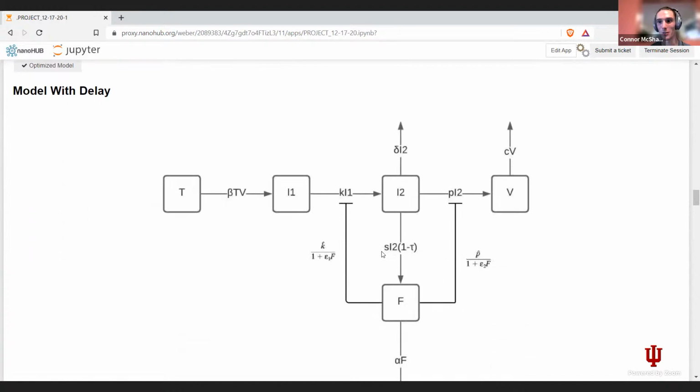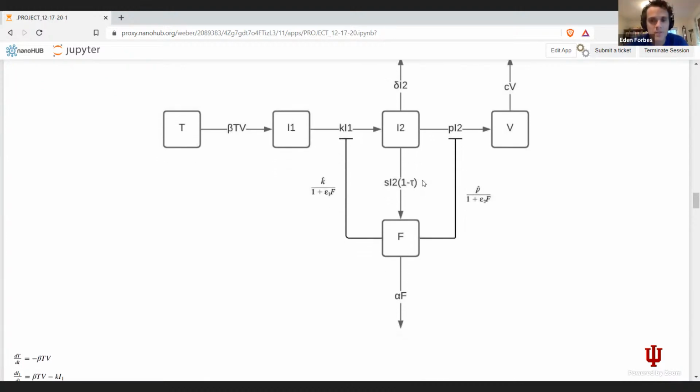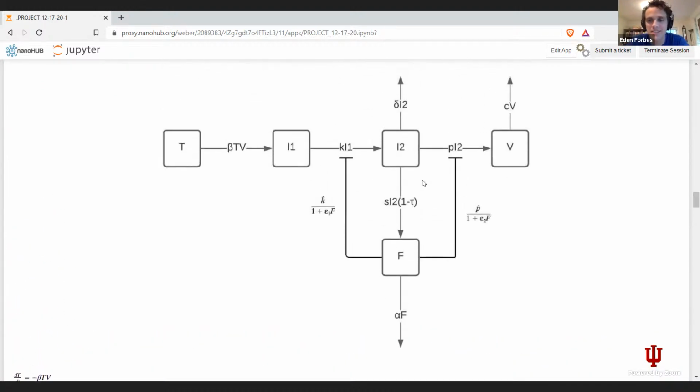Eden, do you want to take over for the next one? Okay, I'm going to mute myself. Scroll. Yeah, okay. Just go down a little bit. Well, you can't see the equations and the figure.